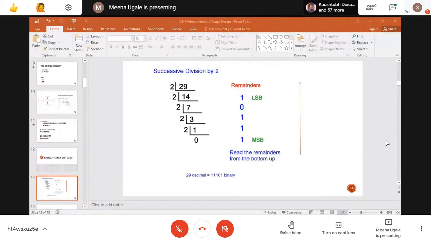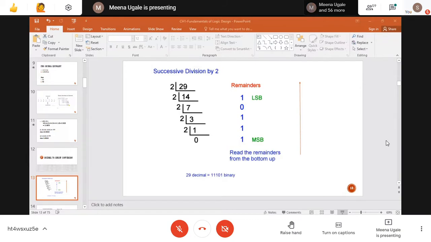Every number that we get as a quotient, I'm going to divide by 2 till I get 0 as a quotient. And every time, whichever remainders there are, I just note them down. At the end, when I write these digits, I'm going to read them in the exact opposite direction. You can see this is the most significant bit and this is the LSB, the least significant bit. So at the end I will write 11101, which is the binary equivalent of the decimal number 29.